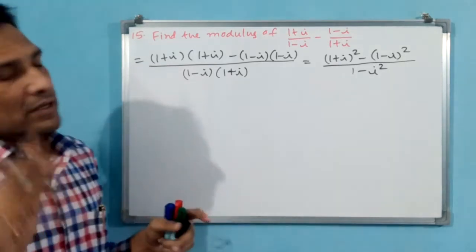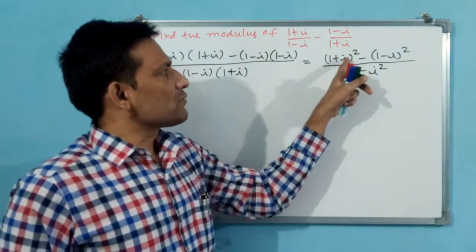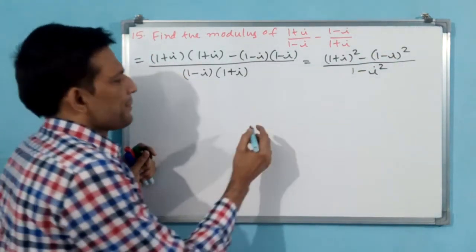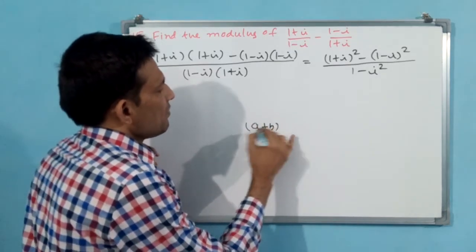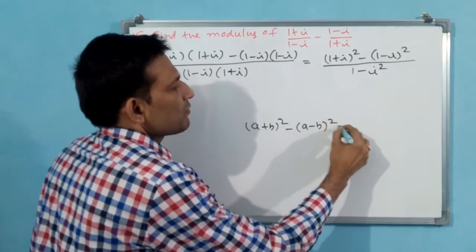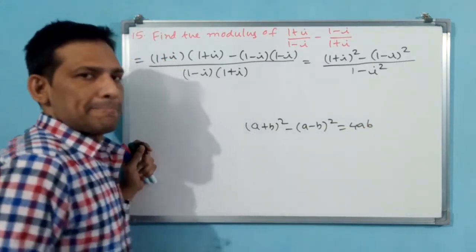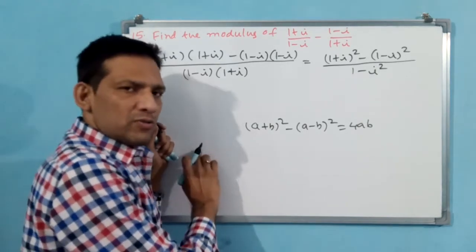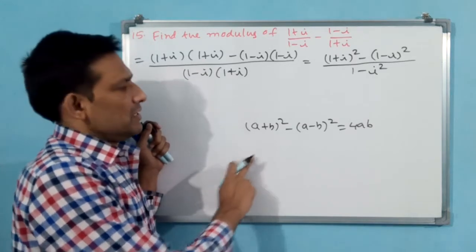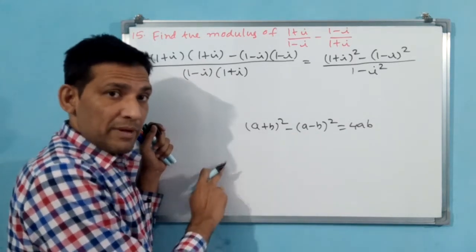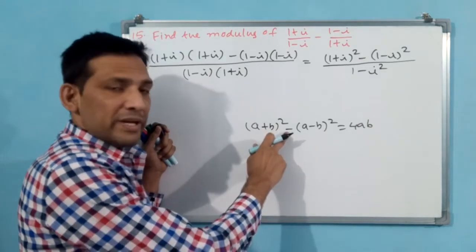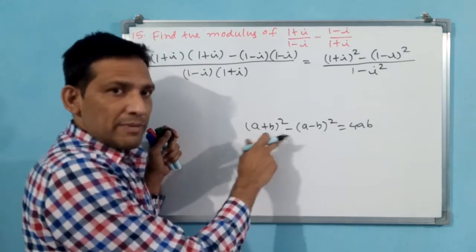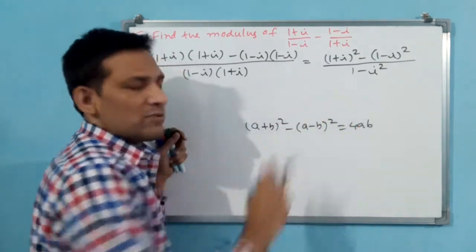Here also, you take this entire term as a square and this as b square. Like that you can take, or else you have one formula: (a plus b) whole square minus (a minus b) whole square is equal to 4ab. This formula you have to remember. Why? Because (a plus b) whole square is a square plus b square plus 2ab. (a minus b) whole square is a square plus b square minus 2ab. When you subtract, a square plus b square minus a square plus b square get cancelled. 2ab minus of minus 2ab, 4ab is going to come.